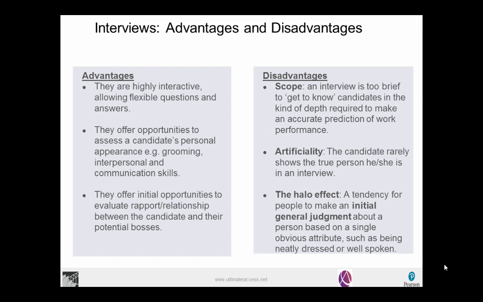The halo effect is a tendency for people to make an initial general judgment about a person based on a single obvious attribute. Because you might see someone walk in and they're dressed quite well, they have a very nice smile, and all of a sudden they're well spoken, and all of a sudden you'd feel like this person is competent enough for the job, and that may not really be the case.